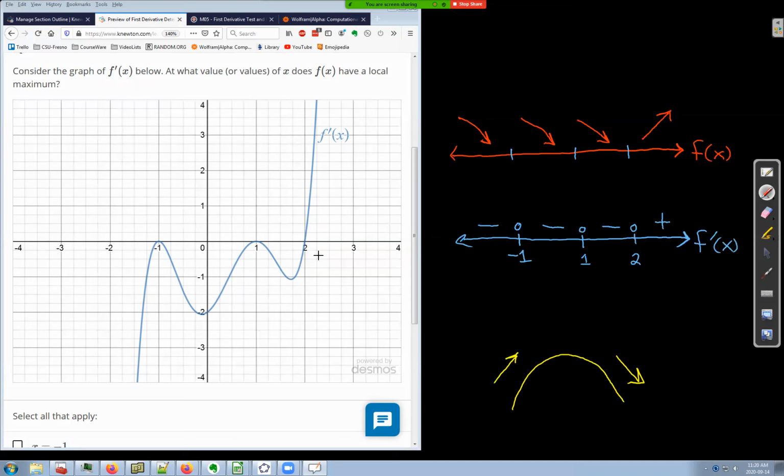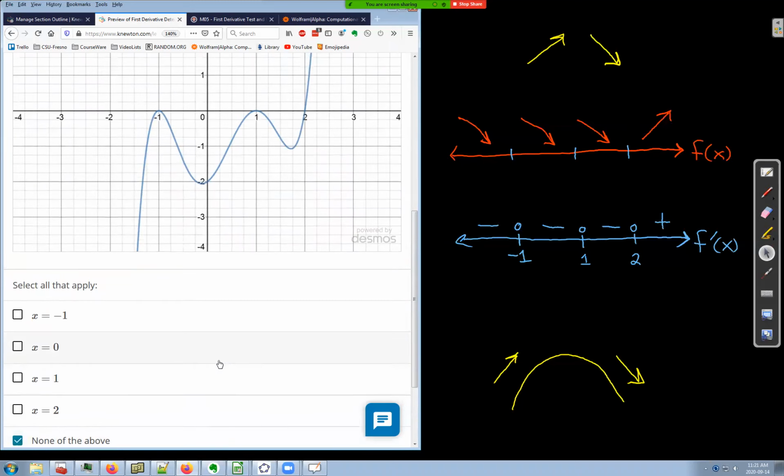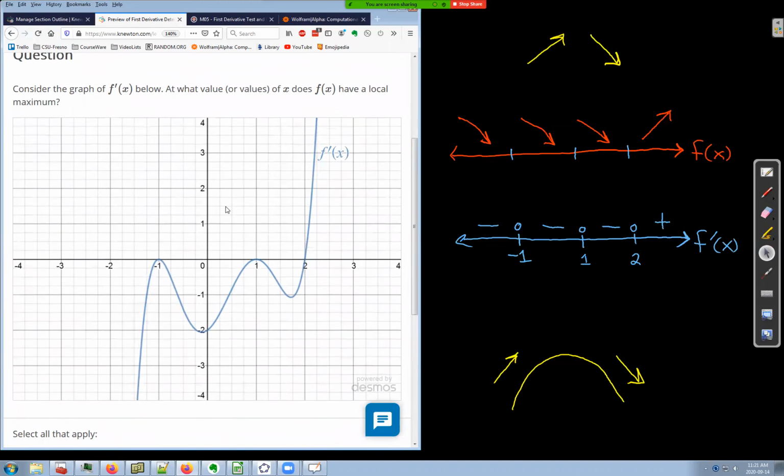So I think this was a trick question. I don't think this function has any local maximums, because in order to see a local maximum, I need to see an up arrow followed by a down arrow. But I never see that here. I see a bunch of down arrows and then an up arrow following a down arrow, but that's not what I want. So this was kind of a trick question. It should have no local maximums.